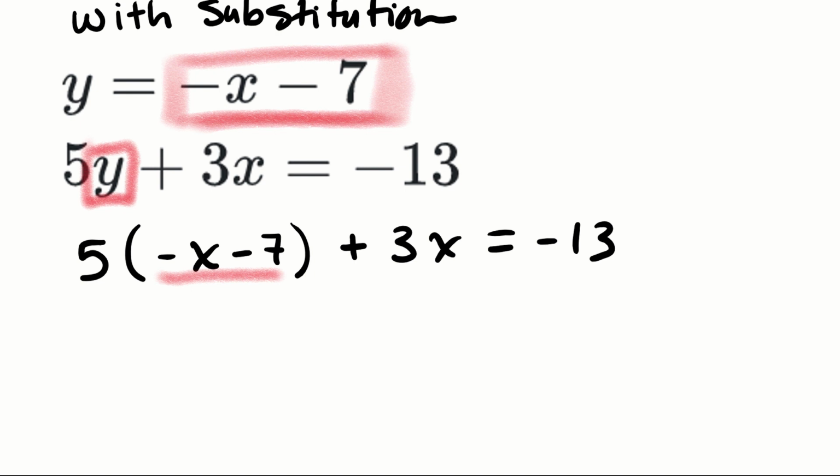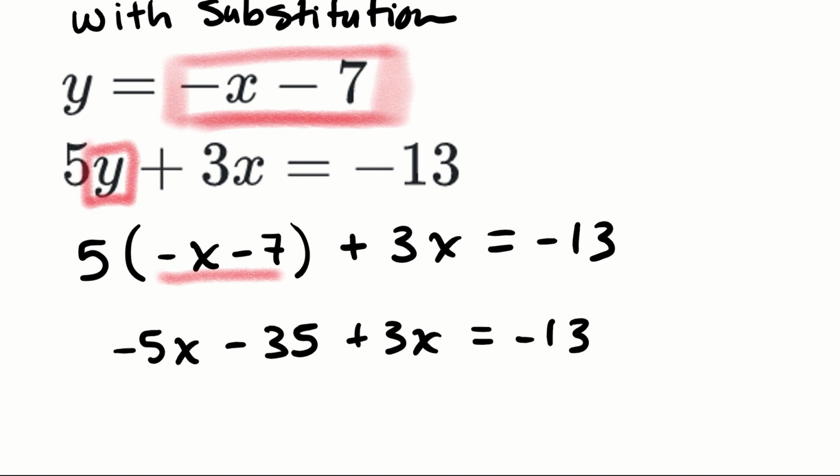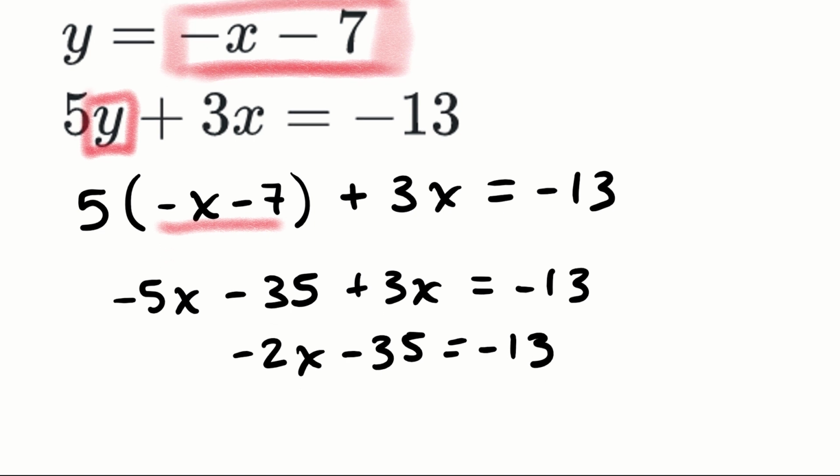The next thing that I would do is distribute this value of 5, so this is going to become negative 5x minus 35 plus 3x equals negative 13. If I combine my like terms, I'm looking at negative 2x minus 35 equals negative 13. If I add 35 to both sides, this is negative 2x equals, oh, I'm embarrassed. I actually know the number, but I'm grabbing a calculator.